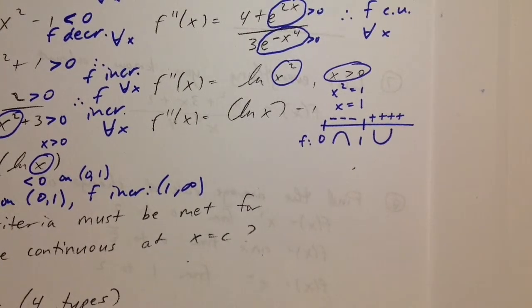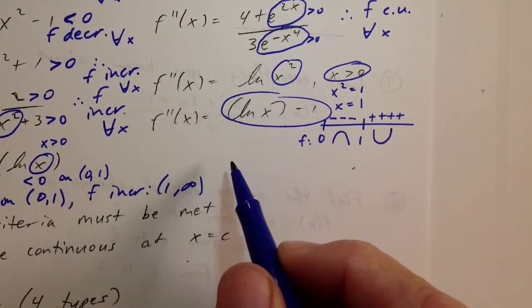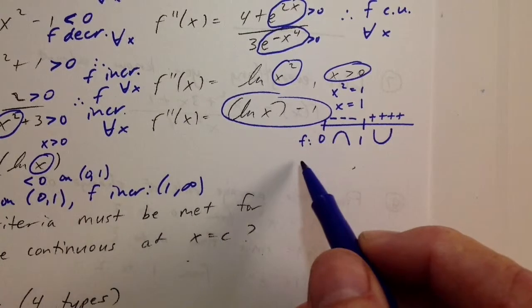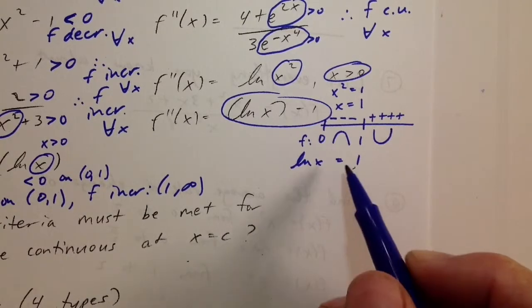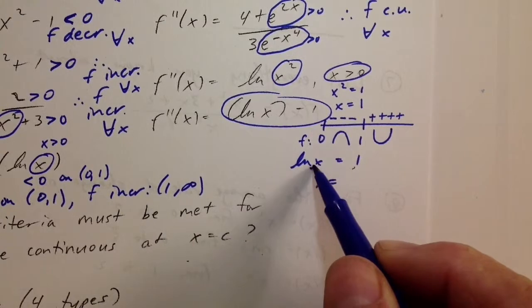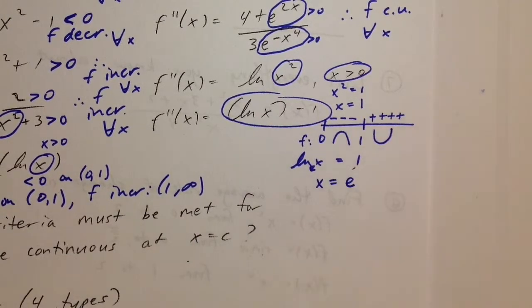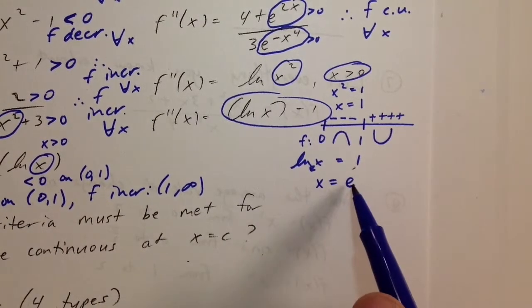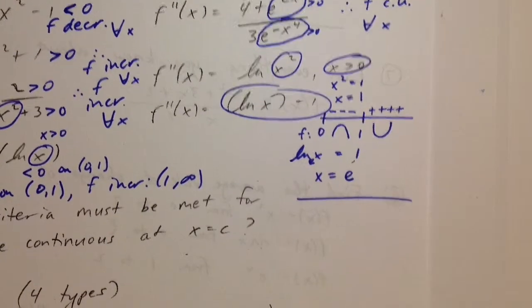And then let's see if I can squeeze this in here. We have ln of x minus 1. So if we set that equal to 0, ln of x minus 1, then ln of x would equal 1. Therefore, x would be equal to, remember that this is an e, e to the first power equals x. So x is equal to e. Okay? So if x is equal to e, that's our critical point for f double prime. And do we still have it on the screen? Yeah.